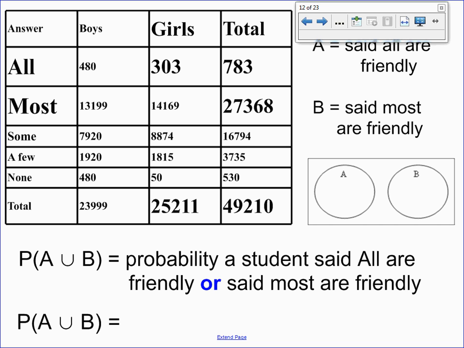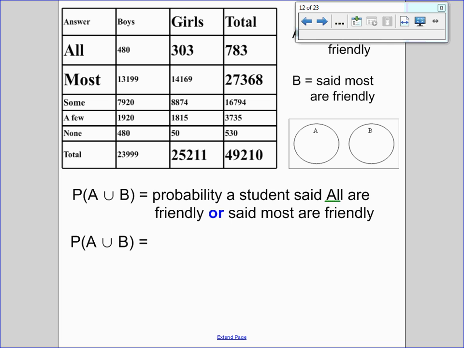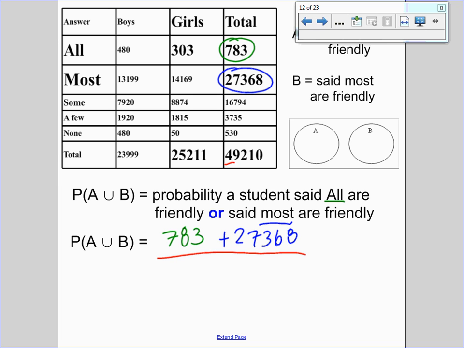Okay, how many students said all are friendly? Samantha? Awesome. So 783 respondents said all are friendly. How many students said most are friendly? Blake? 27,360. Thank you. And this was out of our total 49,210. Raise your hand if you had this fraction or the sum of the two fractions.